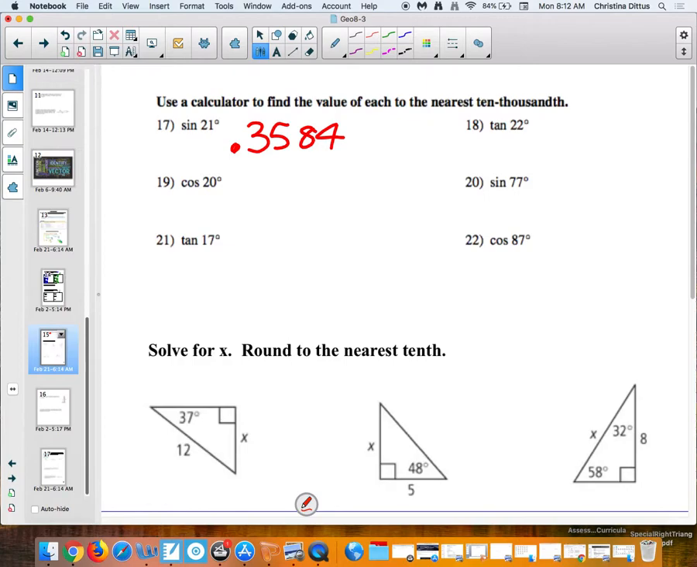So you see how that has a negative one? You just need to hit sine. Okay, anybody not able to get that on their calculator?